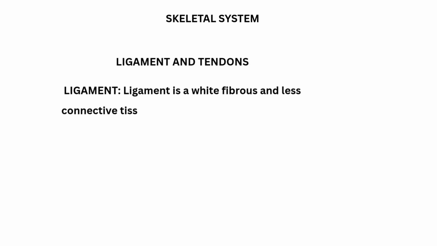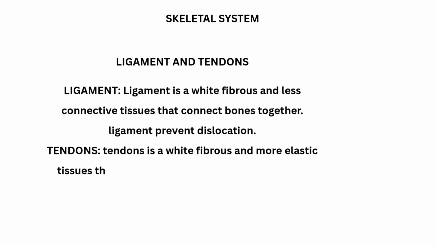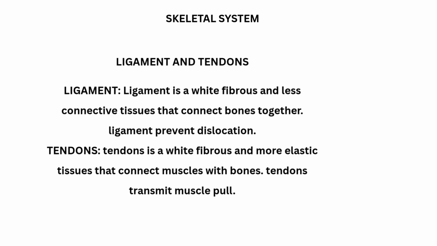Ligaments and tendons. Ligament. A ligament is a white, fibrous, and less elastic connective tissue that connects bones together. Ligaments prevent dislocation. Tendons. A tendon is a white, fibrous, and more elastic tissue that connects muscles with bones. Tendons transmit muscle pull.